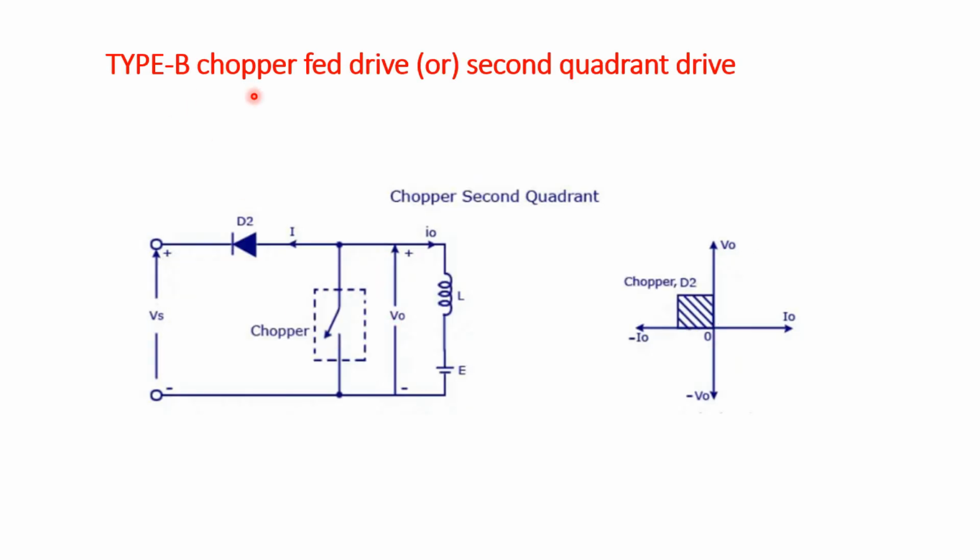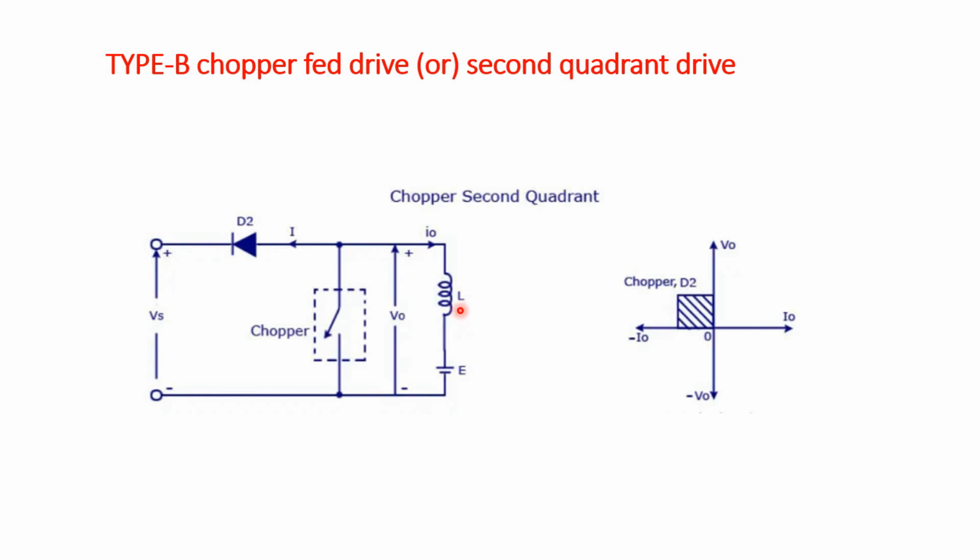Next we have type B chopper fed drive or second quadrant drive. In the second quadrant, current is negative whereas the output voltage is positive. In type B or second quadrant chopper, the load must always contain a DC source E. When the chopper switch is on, V0 is 0, but the load voltage E drives the current through the inductor and the chopper switch. L stores the energy during the time T on of the chopper switch.